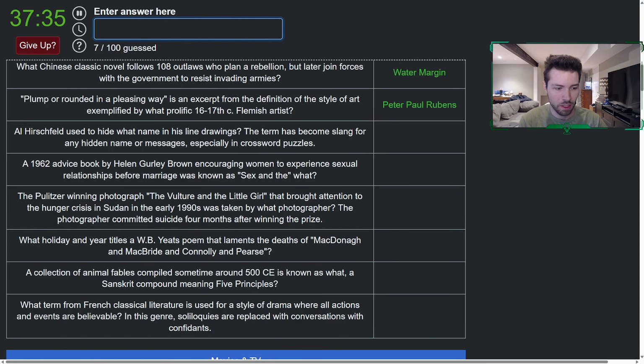I might be, but what holiday and year titles a W.B. Yeats poem that laments the deaths of MacDonagh and MacBride and Connolly and Peirce? It's called Easter 1916.